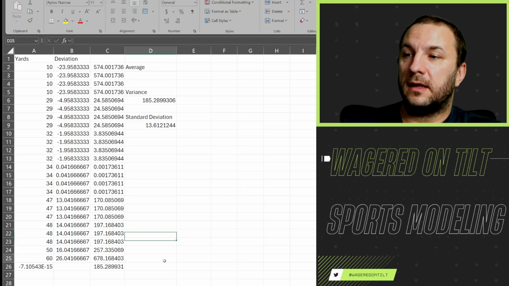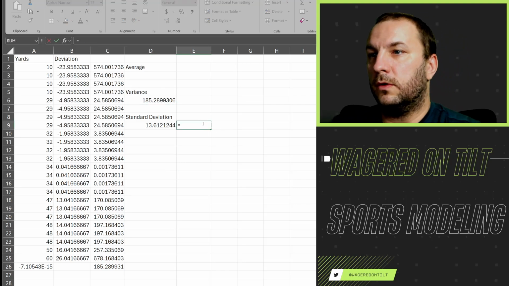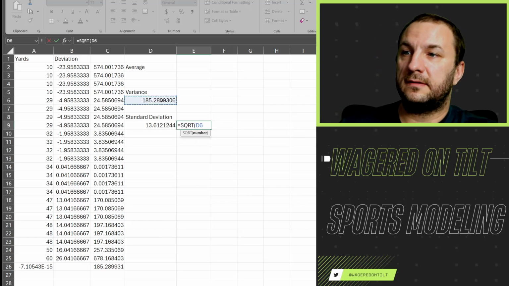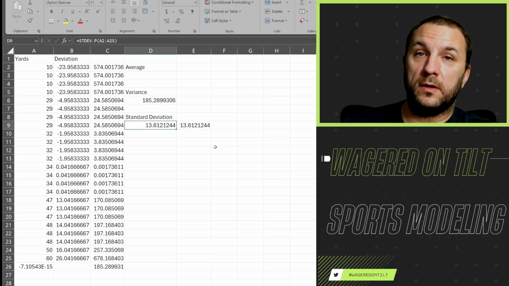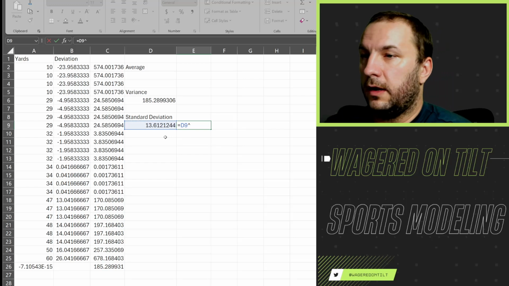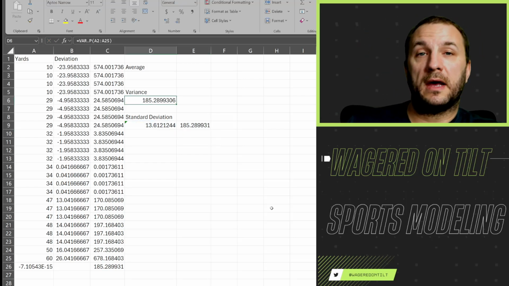Now the interesting thing here is that if I were to take the variance and say equal sqrt, which is square root of this number, it's going to be the same number. Or if we were to take the standard deviation and square it like we did before, it gets us back to our variance.